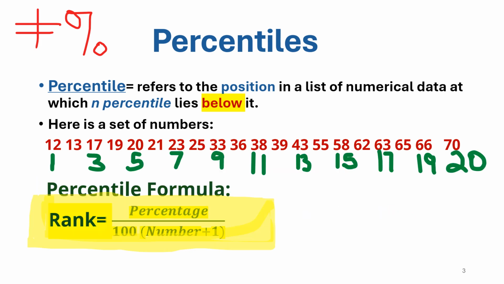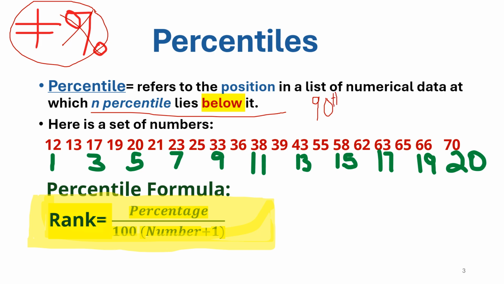Now, up here I have that your percentile is certainly not a percentage. You need your percentages to get the score. Your percentile is a position in a list of numerical data, where the nth percentile lies below it. So some people are in the 90th percentile. That means that 90% of the people who took this test scored lower.